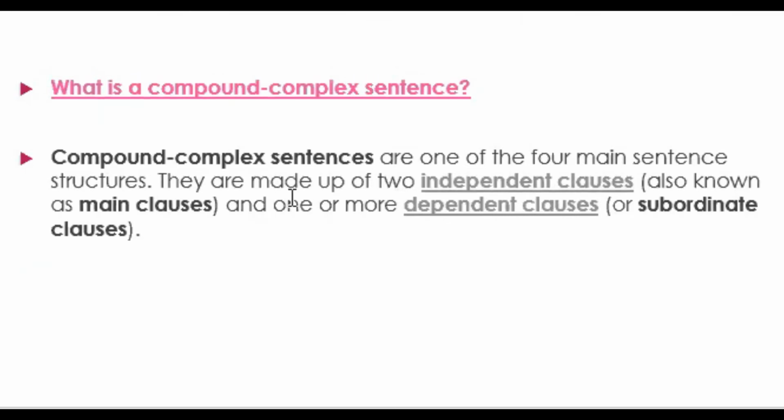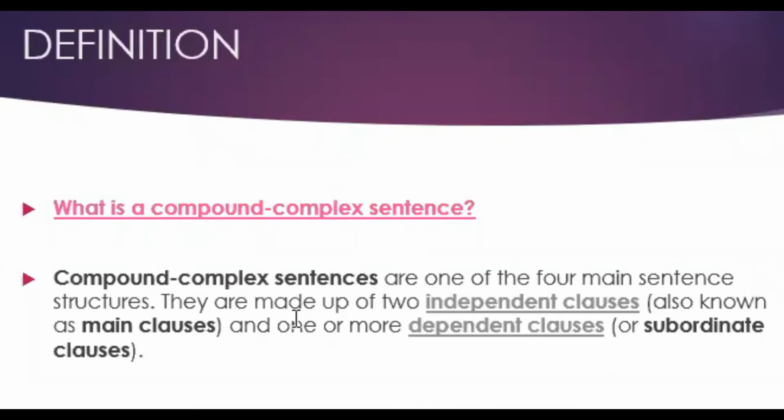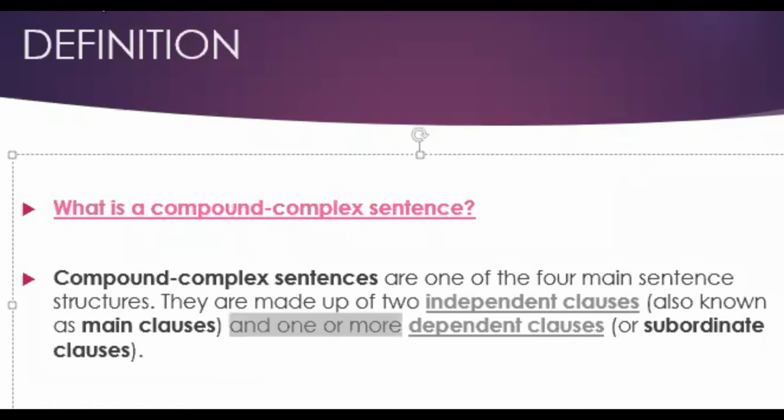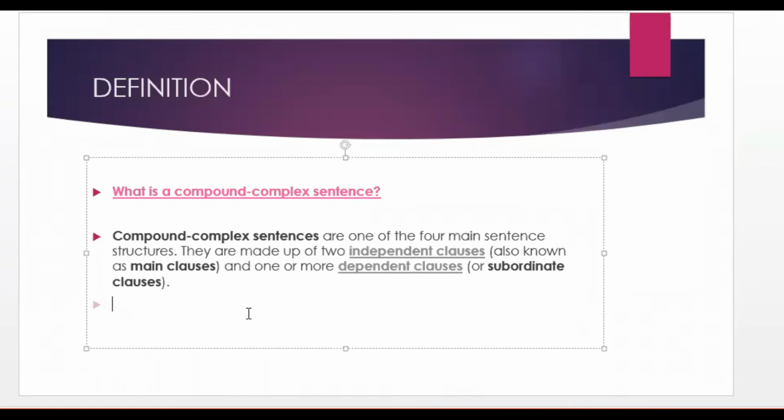Excuse me, miss. From the definition, this compound complex sentence cannot have more than one dependent clause? Yes, it says that it can have one or more dependent clauses. Any other question before I move on? Miss, it said it's made up of two independent clauses, so it can't have more than two. No, it's two independent clauses, but it has one or more dependent clauses. So it can't have more than two independent clauses. So, miss, if it had more than two independent clauses, it'd be a whole different type of sentence? Yes, it would be a whole incorrect sentence.